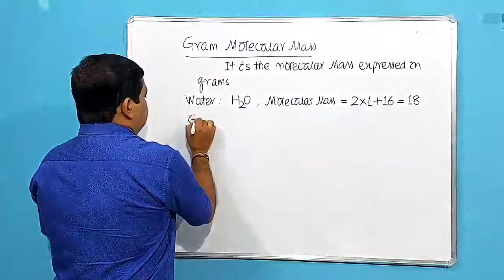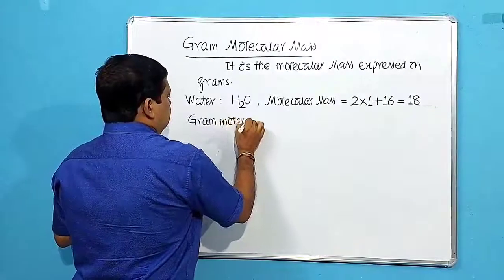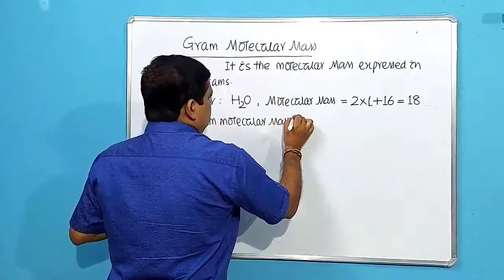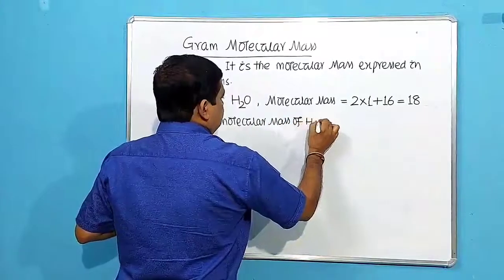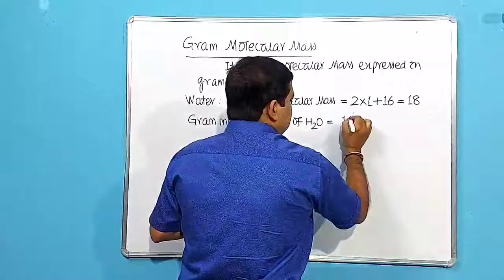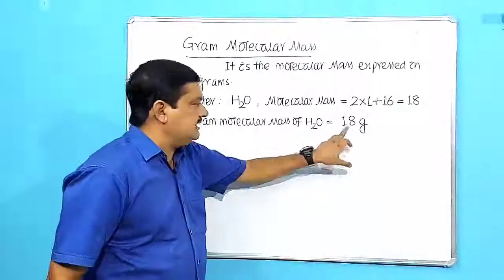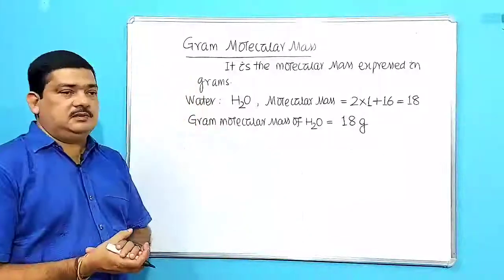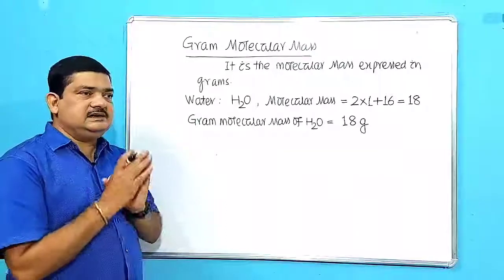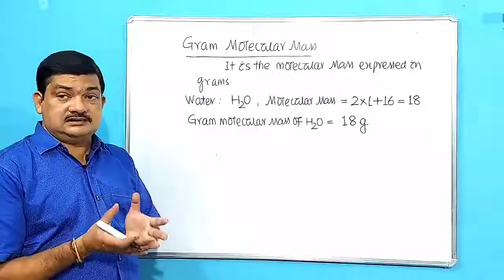So what will be the gram molecular mass of water? Molecular mass is 18, beside it we just add G. So molecular mass expressed in grams is the gram molecular mass. So you have to remember like this. It is the molecular mass expressed in grams. It is called gram molecular mass.